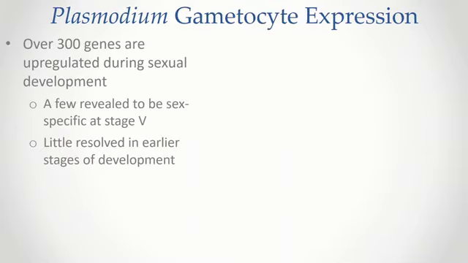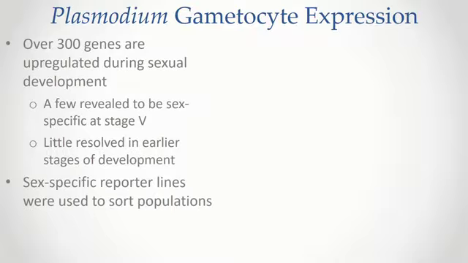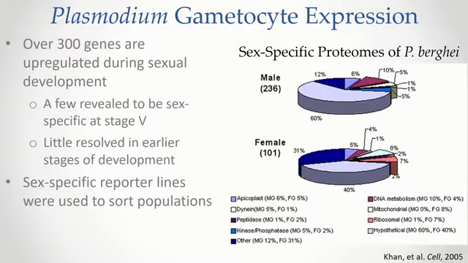In terms of Plasmodium falciparum gametocyte expression, there are over 300 genes that are upregulated during sexual development. A few of these have been revealed to be sex-specific at later stages, but there's very little resolved in terms of earlier development. Previously, sex-specific reporter lines have been used to flow sort populations and determine male and female sex-specific expression. This is a figure from the Cell paper in 2005 showing that male and female gene expression is very distinct. You can see here that there are even a number of proteins that are not known for their functions in male and female development.